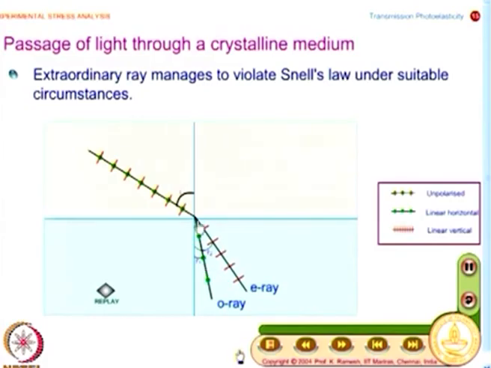So, for one incident ray there are two refracted beams. First observation is they move with different velocities, their planes of vibration are mutually perpendicular, but in this case they travel in different directions. So, that is not going to be convenient from the photoelasticity point of view, but this is used.